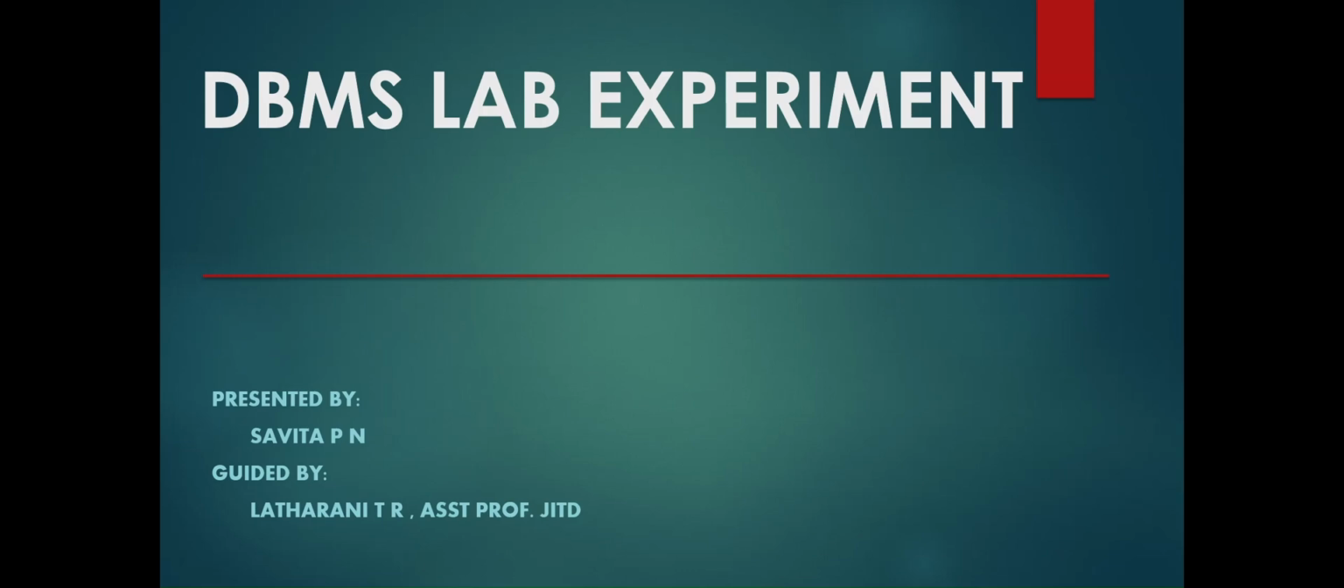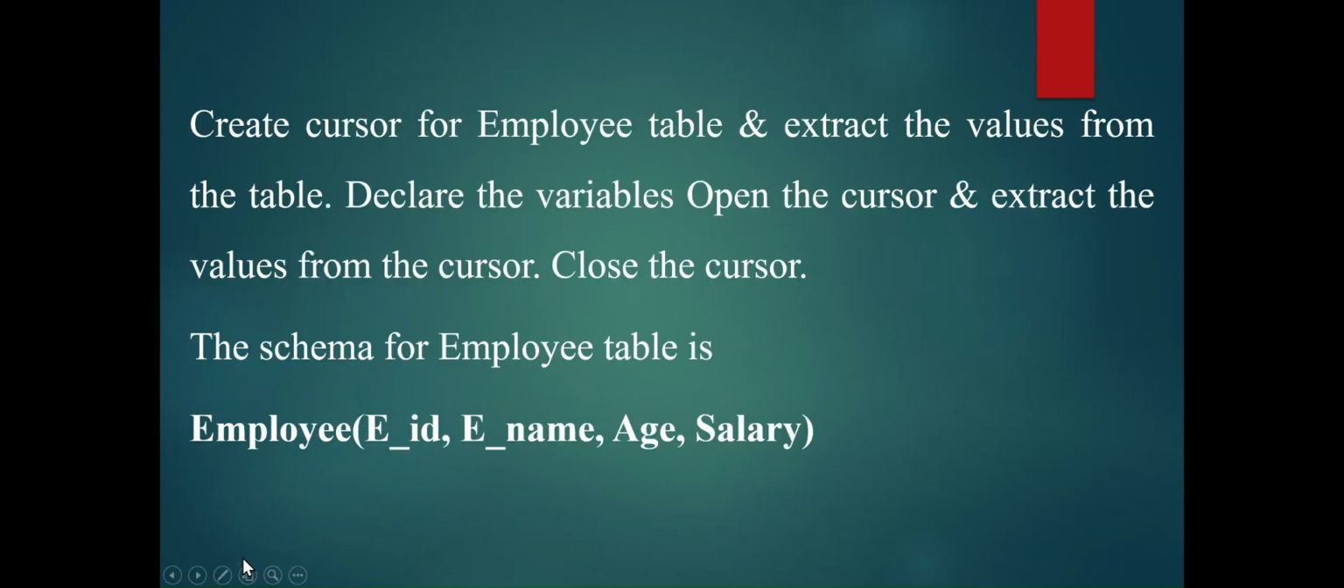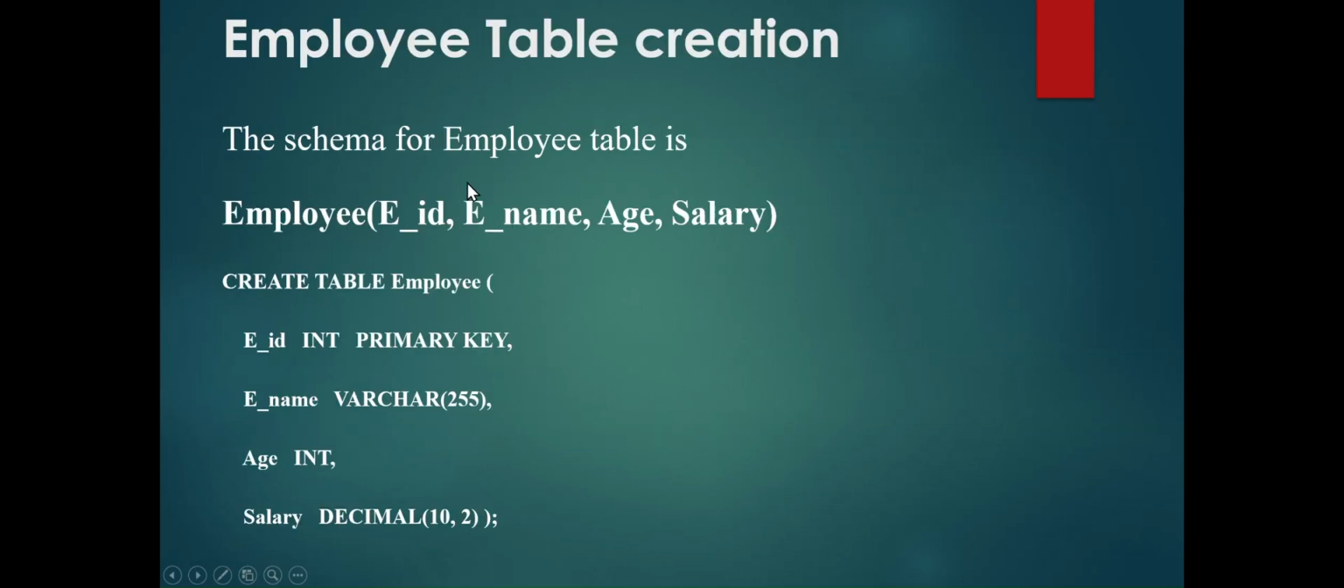Let us learn the fifth experiment of DBMS of 22 scheme, which says: create a cursor from the employee table and extract the values from the table, declare the variables, open the cursor and extract the values from the cursor, close the cursor. The schema for the employee table is employee ID, employee name, age and salary. We need to create a table called employee with attributes employee ID as primary key, employee name, age and salary.